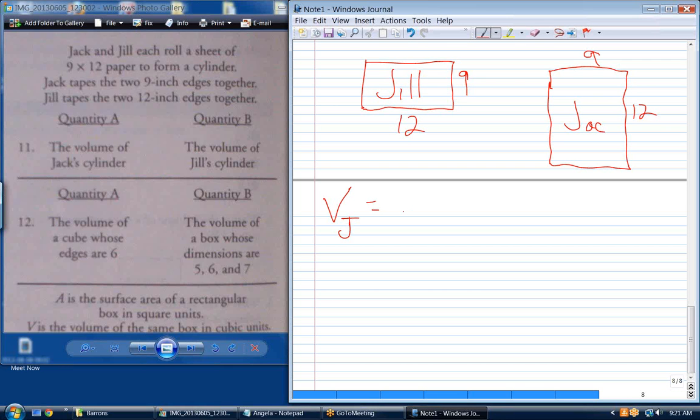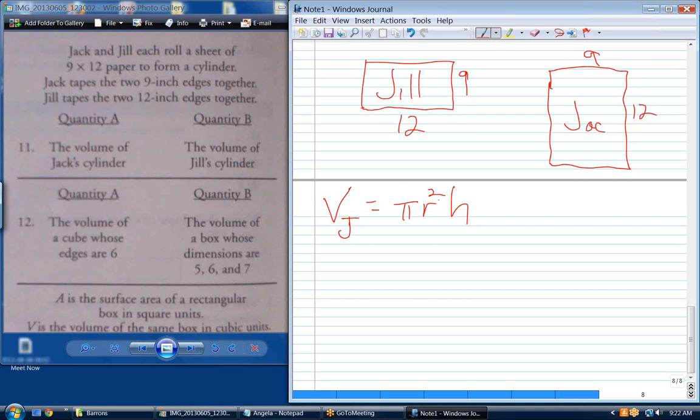Let's see, if she folds it in half, then the radius is going to be 4.5 squared. Did I not do that right? Well, if you're correct that she's going to fold it where it becomes a thinner tube, Jack's going to fold it where it becomes a thicker one. In other words, Jill's is going to be a higher cylinder. Jack's is not.